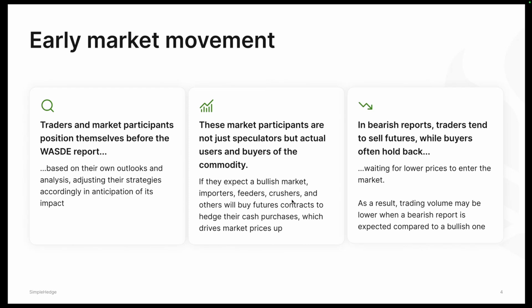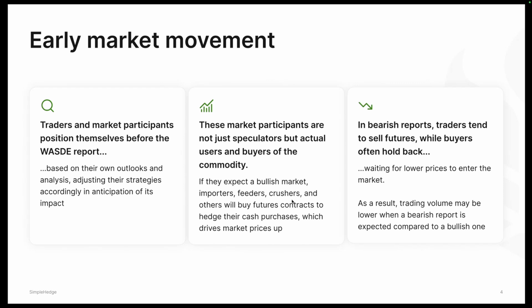Now, I guess with that, as you're buying more futures, you're also going to be pushing the price up, particularly if there's not that many sellers or hedgers on the other side, right? On the other side, if there's bearish reports, you'll have traders tending to sell the futures, pushing the prices down, particularly if there's not enough buyers on the other side. So they'll have to start selling at lower prices to incentivize some sort of buyer to come in.